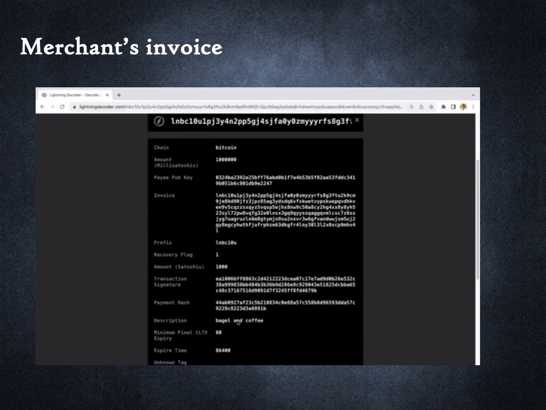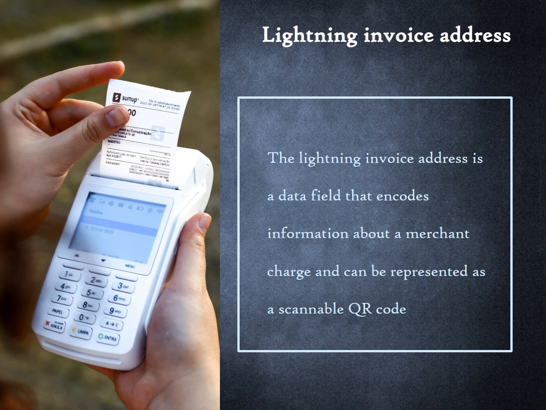Note that all this information is encoded within the Lightning invoice address beginning with LNBC at the top. The Lightning invoice address is a data field that encodes information about a merchant charge and can be represented as a scannable QR code. Think of it as a line on your credit card statement.